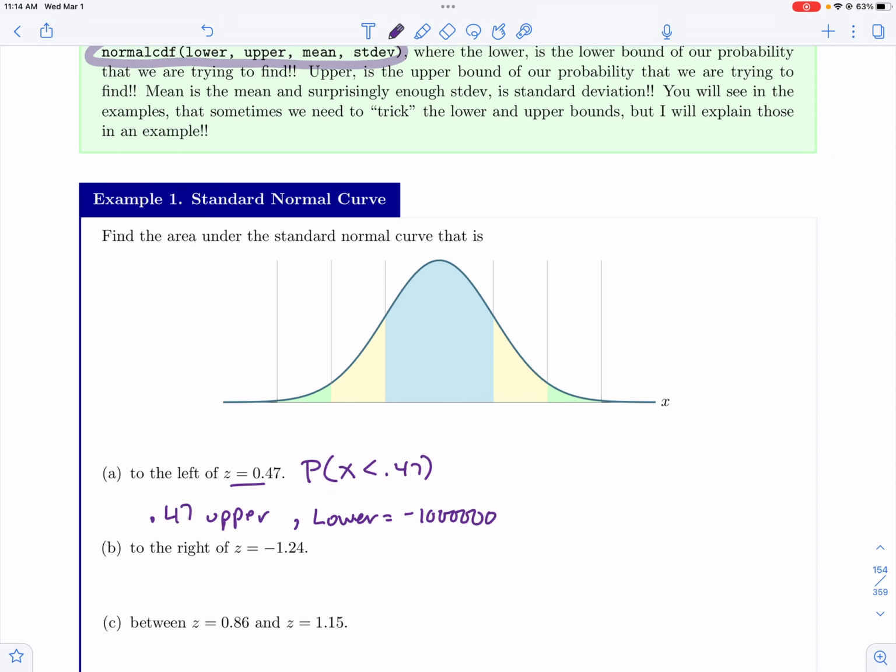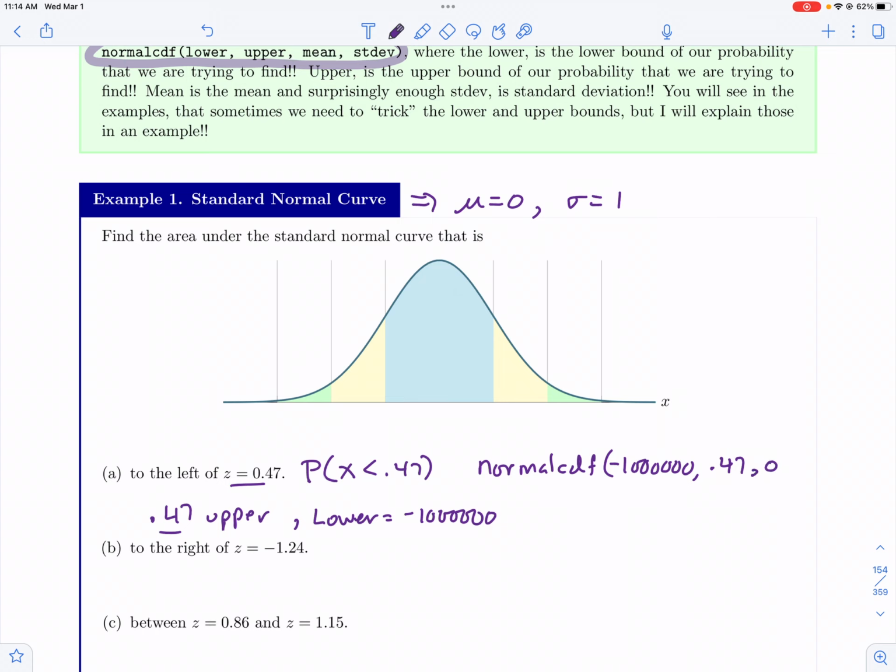The way this is going to look when we type it in the calculator is we're going to get our normal CDF, then our lower bound, whatever small number we pick. Our upper bound is 0.47. And since this is our standard normal curve, our mean is going to be 0, and our standard deviation is going to be 1 for each of these.